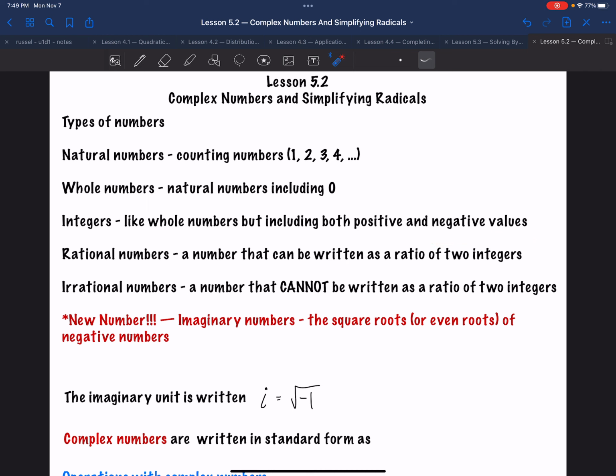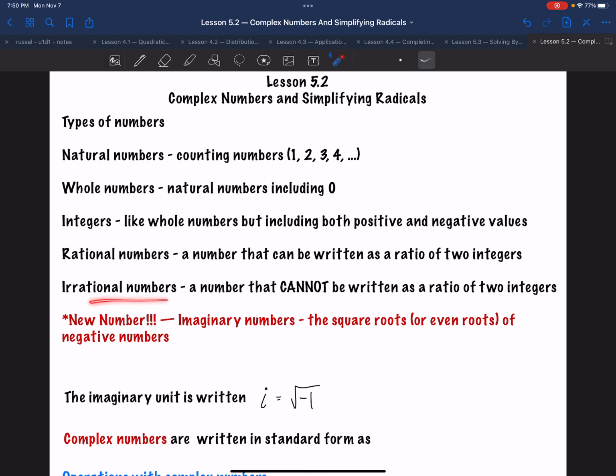Then next we have rational numbers. Rational numbers are numbers that can be written as a ratio, you see the word ratio in rational, of two integers. Now this is important. It's important that it's the ratio of two integers. A lot of times people say rational numbers are just fractions. Not quite. It's a fraction where they're integers on top and bottom, like 2 and 3.